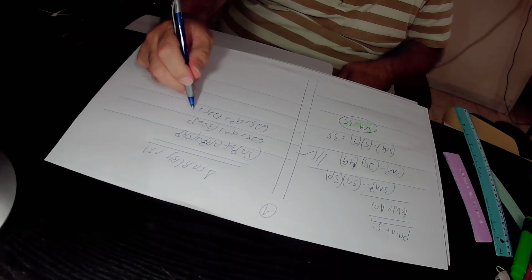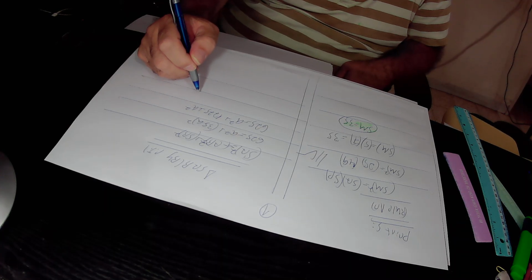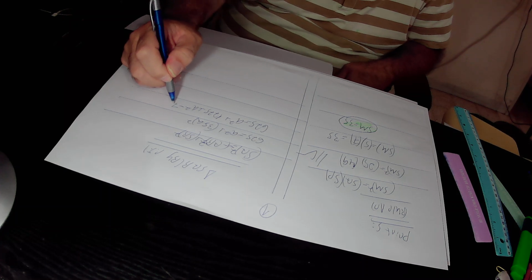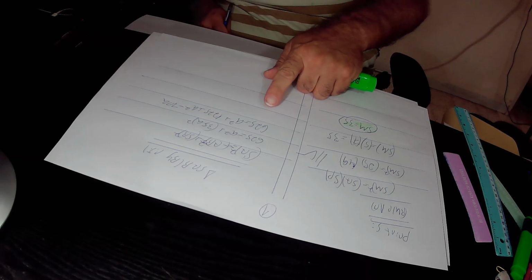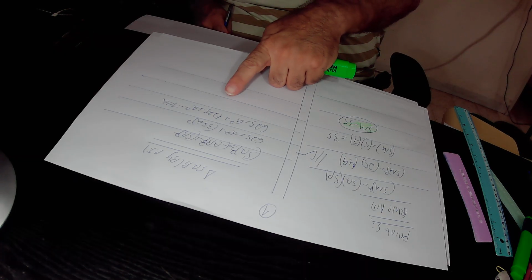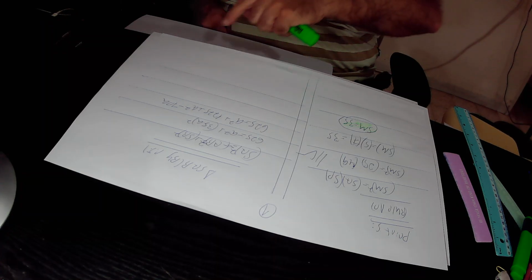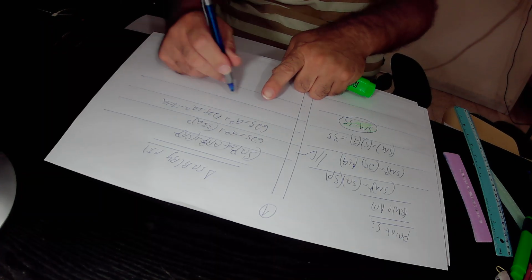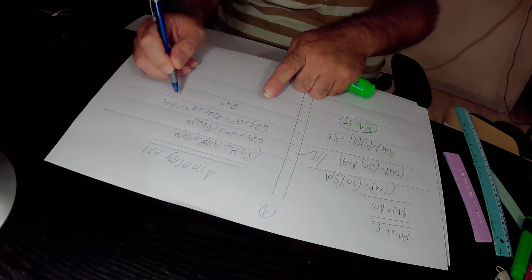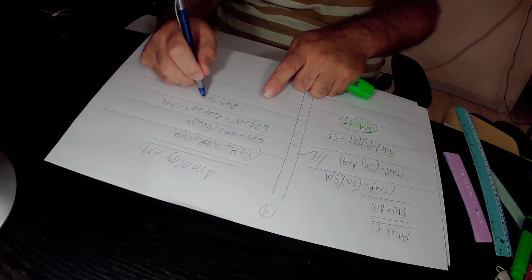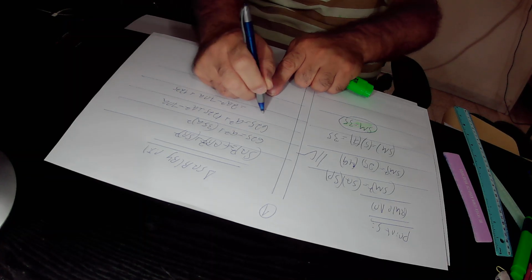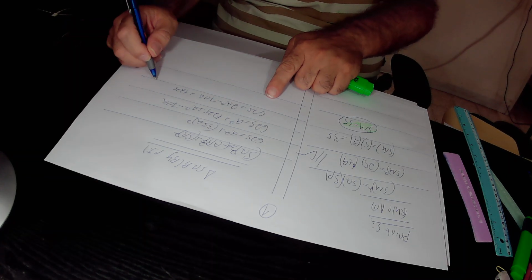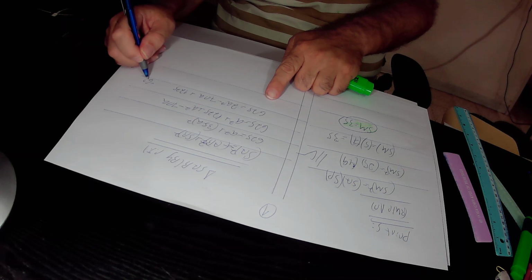Plus a squared, minus 2 times 35 times a is minus 70a. So we should find out that 625 equals a squared plus 1225 plus a squared minus 70a. A squared plus a squared is 2a squared, minus 70a, plus 1225 equals 625. So here we subtract 625 from this equation.